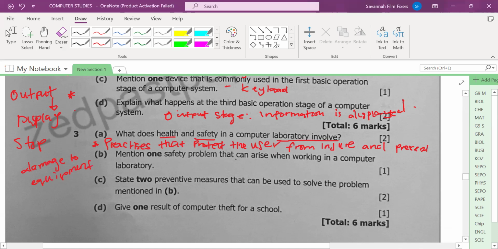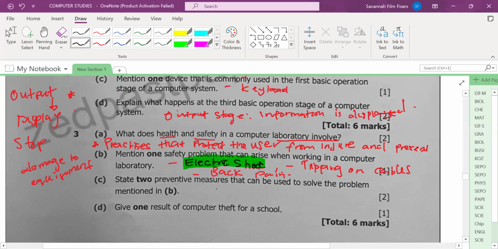Mention one safety problem that can arise when working in a computer laboratory. One safety problem you have to consider, the most threatening one, is electric shock. You can also trip over cables. There is also physical strain on the person, like back pain, but you can mention the most threatening one here, which is electric shock.